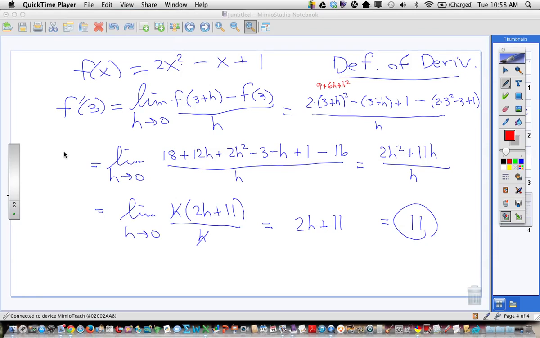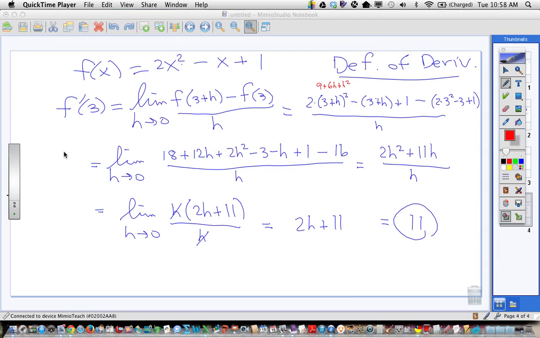Now, I always like to write it in the F notation first. It's easy. That's what I memorize, that F notation: F of A plus H minus F of A. So if that's a 3, I just always like to write that first, because then I can say to myself, okay, F of 3 plus H means plug a 3 plus H in for X. And so then I can go and write it all out there.